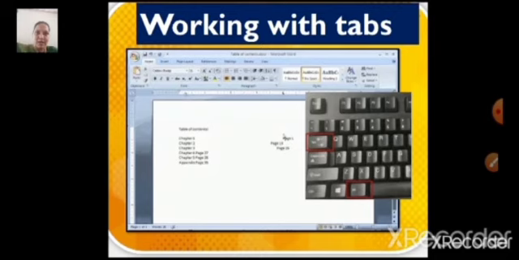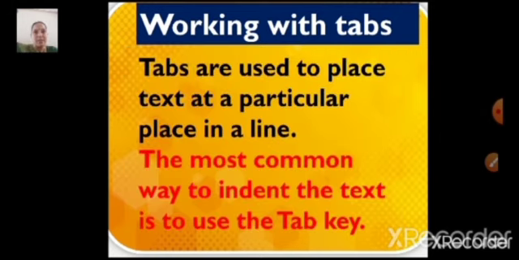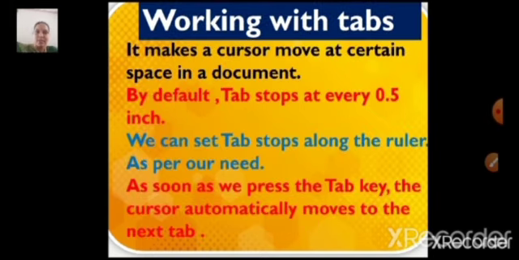Usually when we press the tab key, it moves 5 spaces forward. The cursor moves 5 spaces forward on the Word window. Here we can set the tab stops according to our requirement. That is possible with the help of the tabs option available in Microsoft Word. This is the best way to type the text in a particular place in a line. So we can indent the text. We can give space between the text by using the tab key. It makes the cursor move a certain space in a document. By default, once you press the tab key, it moves 0.5 inches forward, that is 5 spaces forward.